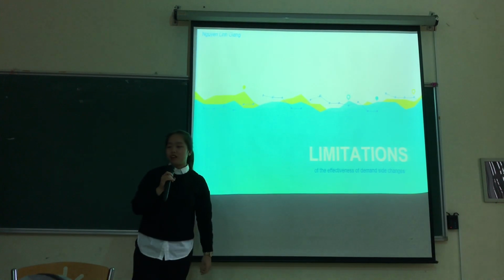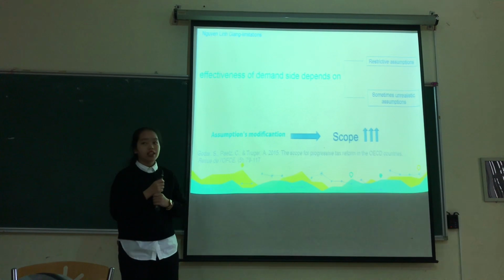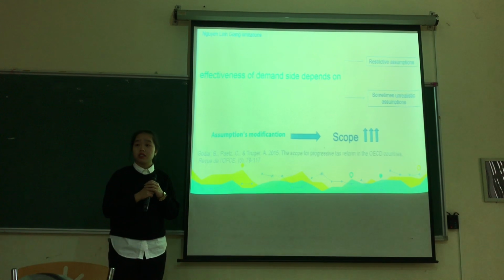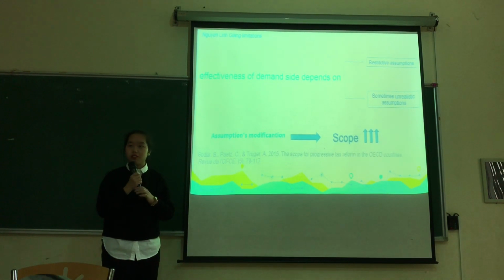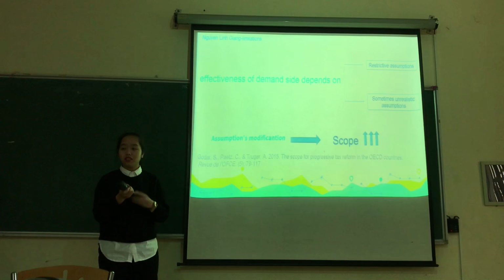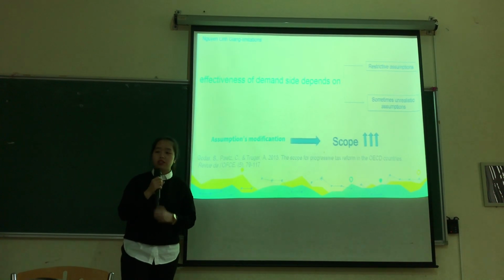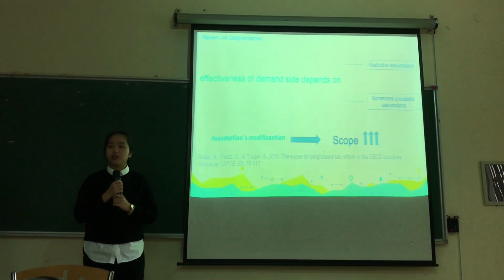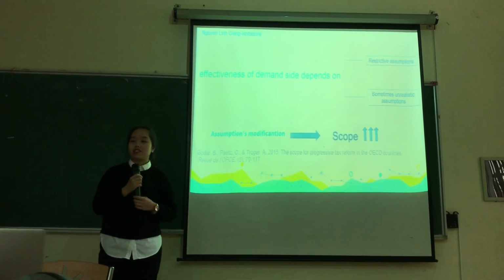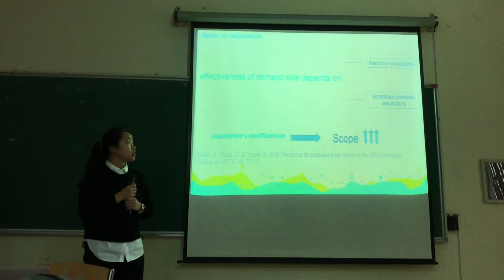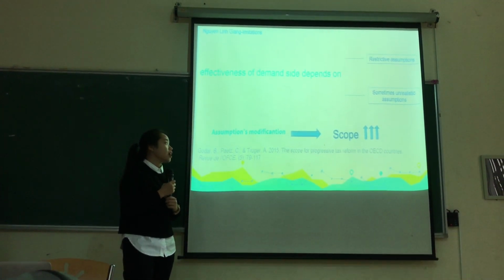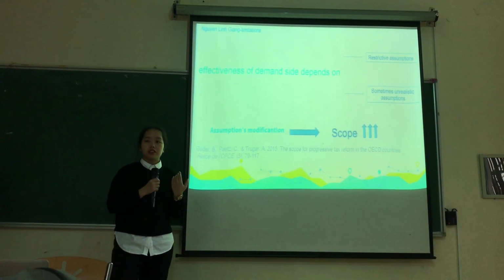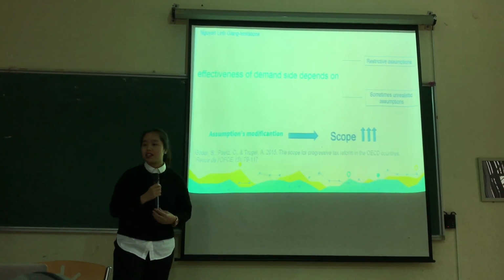I would like to continue with our presentation with the limitation of the effectiveness of the stabilizing demand. According to Gordon in 2015, who criticized the work of Carlin in 2009, it depends on restrictive and sometimes unrealistic assumptions. And when one modifies these assumptions, the scope of the demand side will increase significantly.